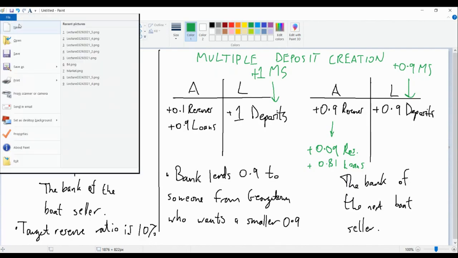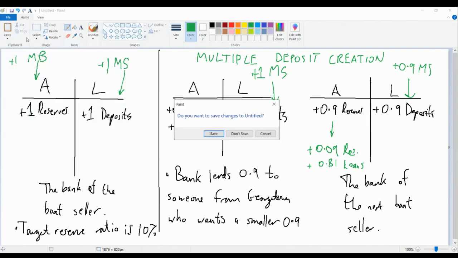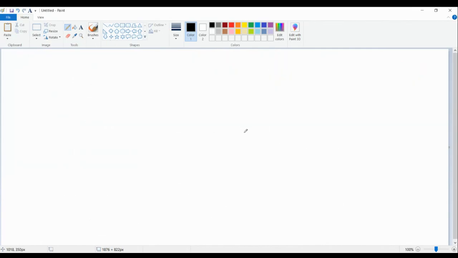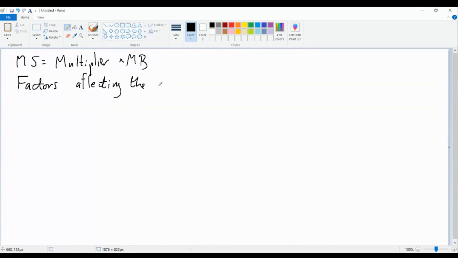So let's wipe the slate clean. And recall, the money supply is the multiplier times the monetary base. What does our discussion suggest are the factors affecting the multiplier?